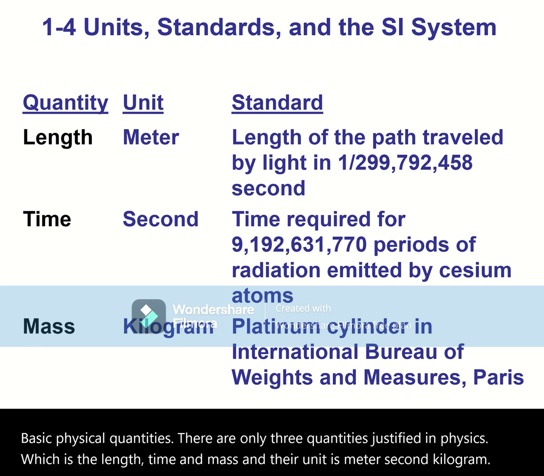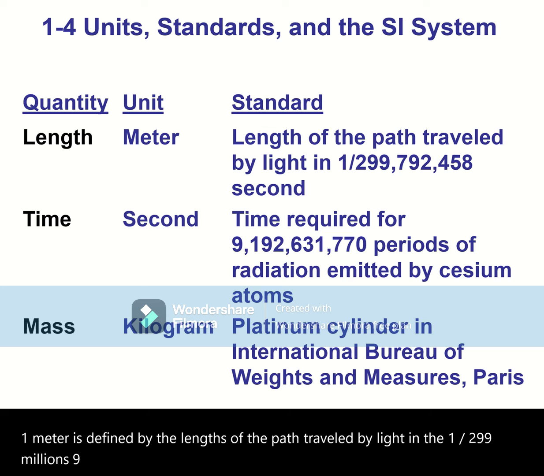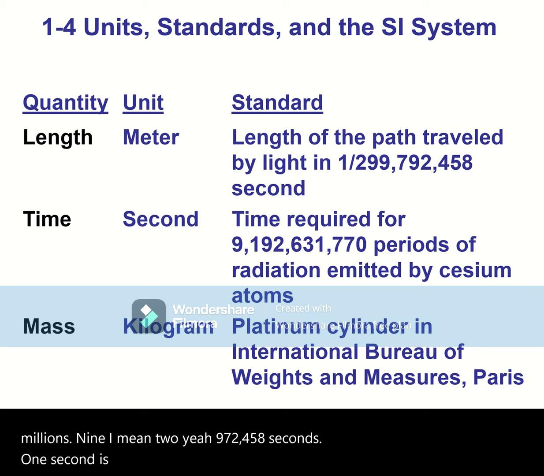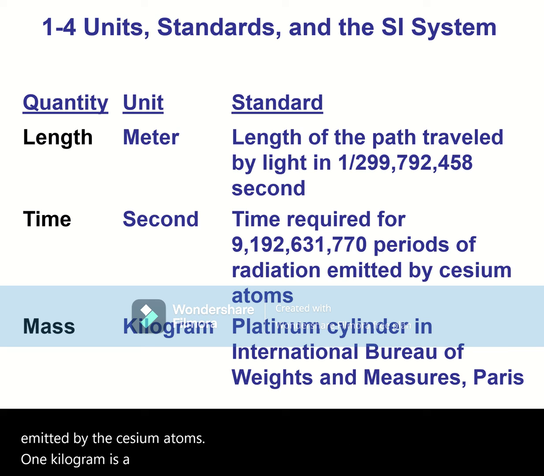1 meter is defined by the length of the path traveled by light in 1 over 299,792,458 seconds. 1 second is the time required for 9,192,631,770 periods of radiation emitted by cesium atoms. 1 kilogram is a platinum cylinder at the International Bureau of Weights and Measures in Paris.